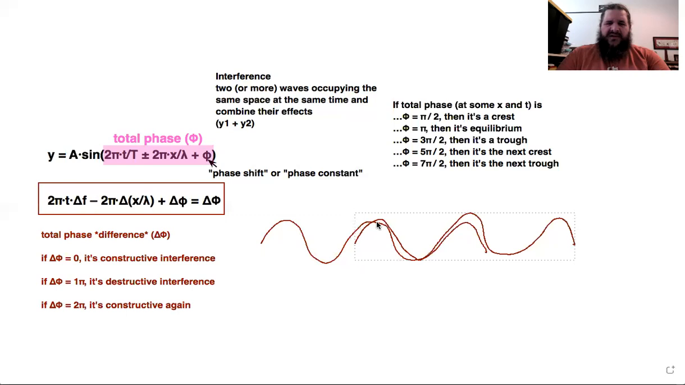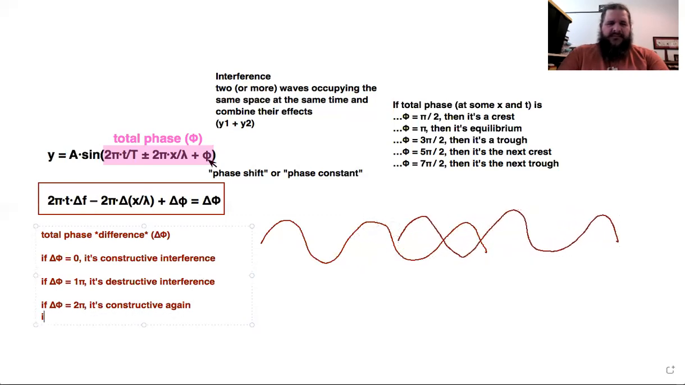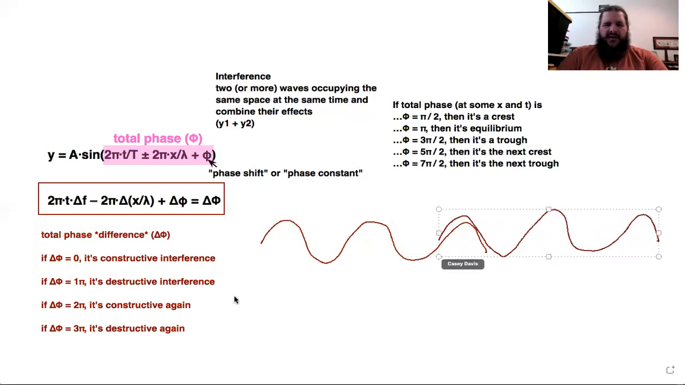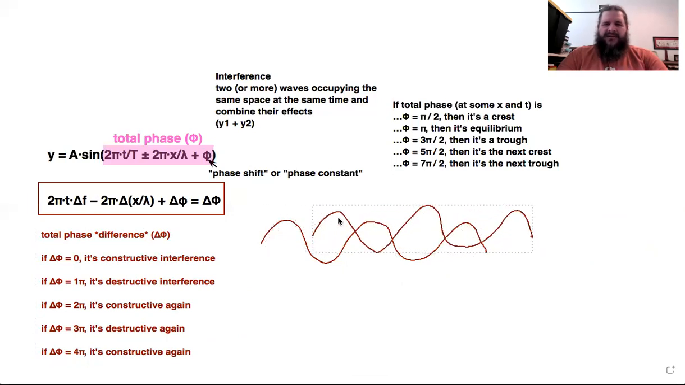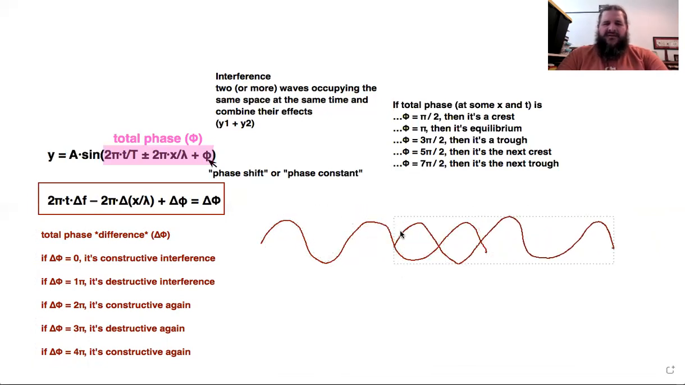Or if we move it another half cycle, so we get 1.5 cycles, what would 1.5 cycles be in radians? Yeah, 3 pi, and that gives us destructive. Or if we keep going one more half cycle, because every half cycle we get a change, that would be 4 pi, because an extra pi is half a cycle. So if delta total phase is 4 pi, it's constructive again. So we get this repeating trend. Every half cycle, every extra 1 pi, we change what type of extreme interference we get. Constructive, destructive, constructive, destructive, constructive, and so on.